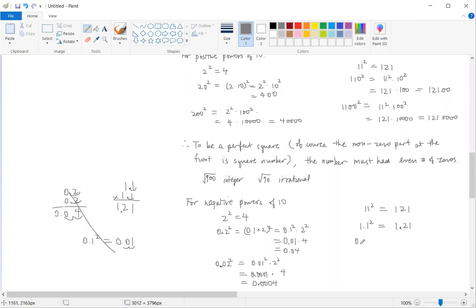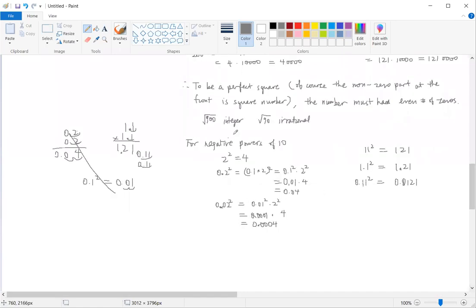Same thing here, move 1 more decimal place, 0.11. Essentially you are doing just 11 times 11, so that's 121. But 2 decimal places at the end should have 4 decimal places. So this number should be 121, but with 4 decimal places. That's 0.0121. Okay, so for the negative powers of 10, like the decimals, to be a perfect square, you need to have an even number of decimal places.